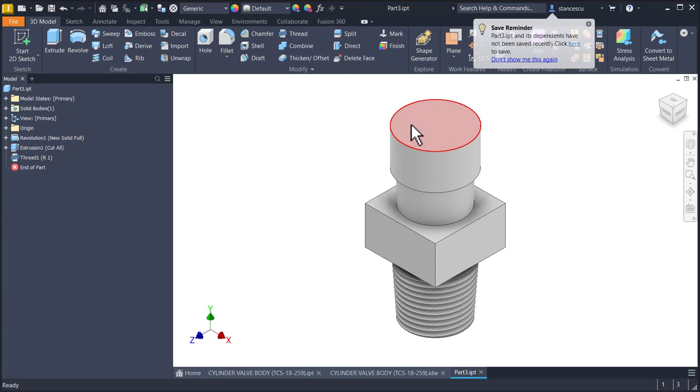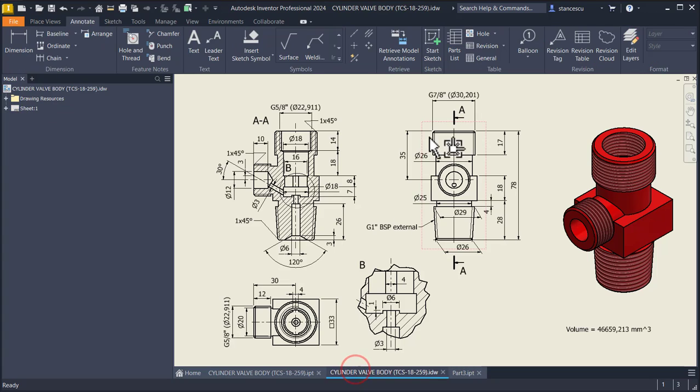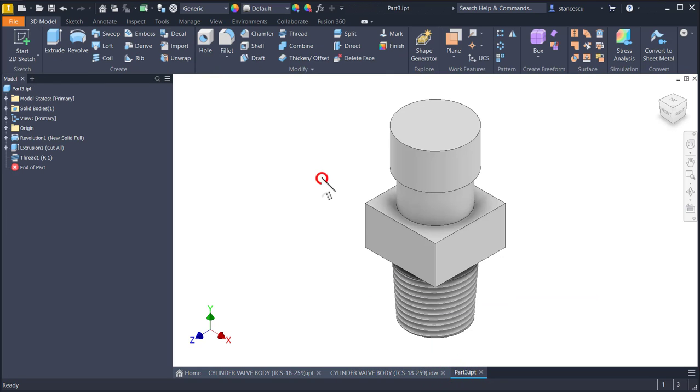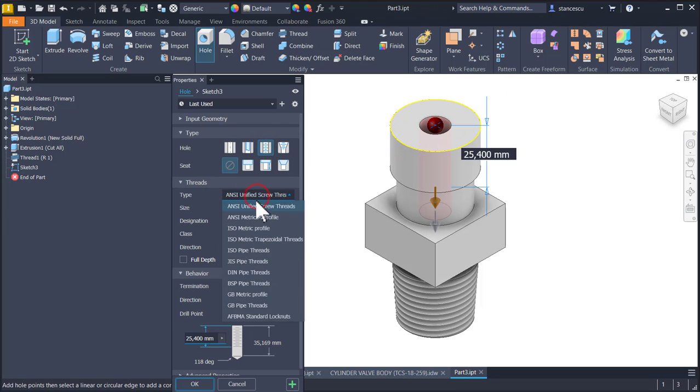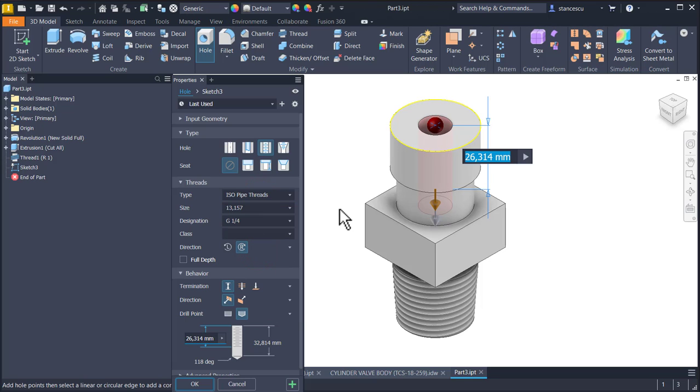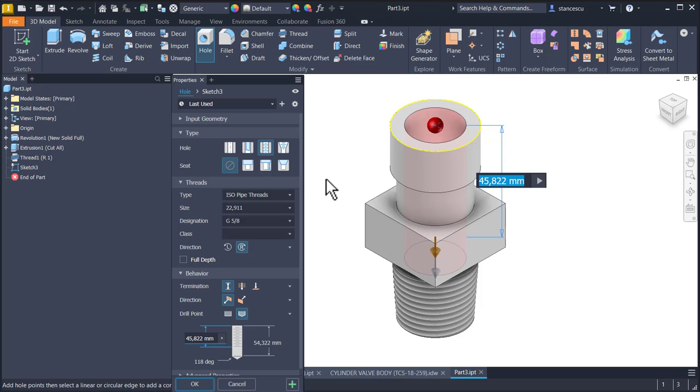Very good. Now I place here another hole, which is gauge 5/8 inch, 22 911, my friends. Hole, this face, this center, threaded, ISO pipe threads, 22 911, and the depth is 14. Full depth and 14.